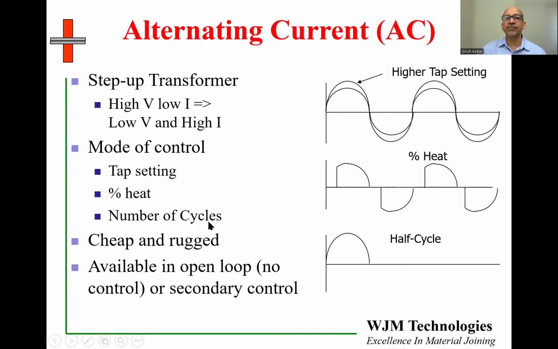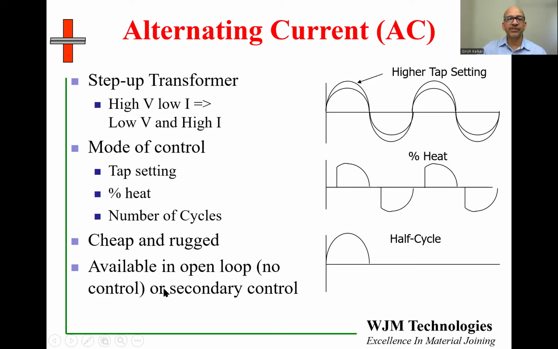Then you can also control the number of cycles. Some power supplies allow you to send just a half a cycle, and all of them will allow somewhere between 1 and the max capacity based on the rating of the transformer. So these are open loop controls. That means you are not directly controlling the current in the secondary loop. You are setting the tap, setting percent heat, and setting number of cycles, but you don't know exactly how much current is going to be in the secondary loop.